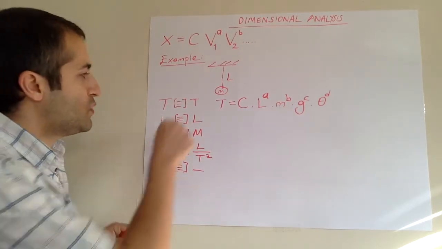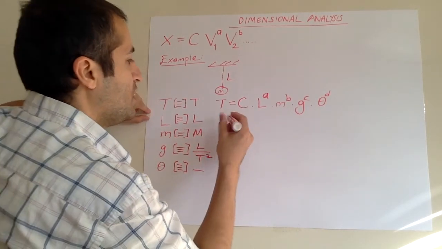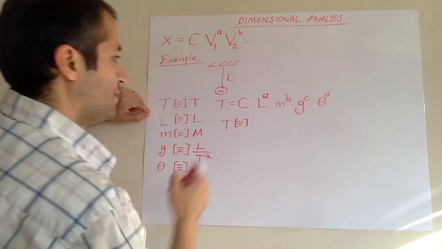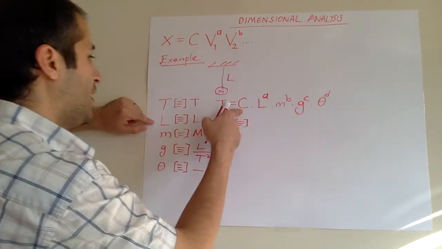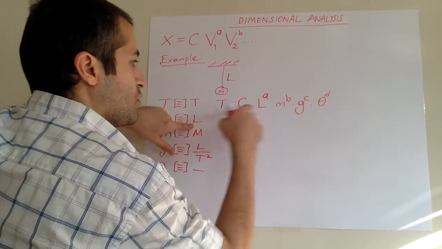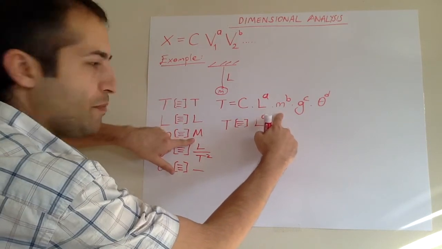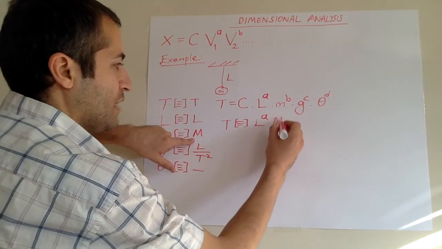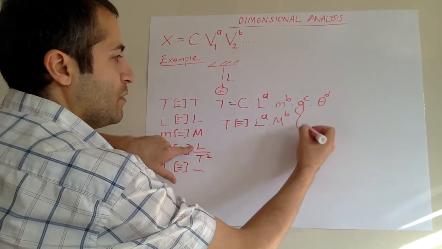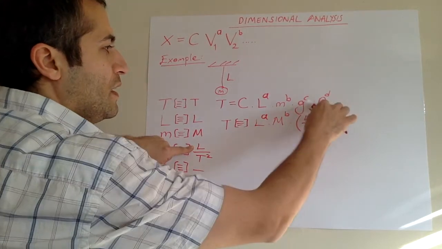Next thing, we are going to insert these units into this equation. T has the units of t, we can keep it as t, is identical to, c is unitless, we don't need to write it down. Length has the units of length, I just insert this one here, length to the power a. Mass has the units of capital M to the power b, times g has the units of length divided by time squared to the power c, and theta.